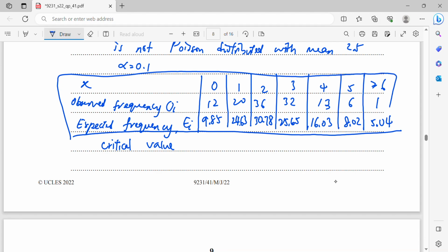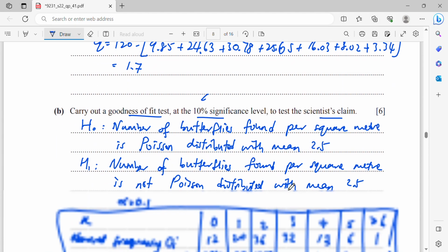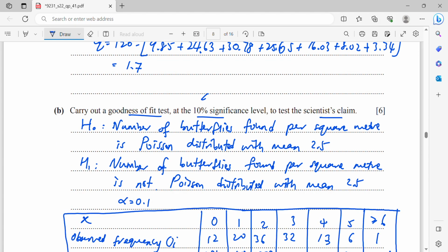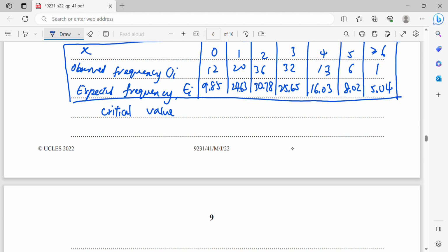this is our table. Right, so now the H1 says it is not Poisson distributed and the alpha is 0.1. Okay, so now for the critical value, since we are using the chi-square test, just for information, here is going to be 0.1, and the region before that will be 0.9. So your chi-squared value is basically chi-squared. Okay, now degrees of freedom is n minus 1.